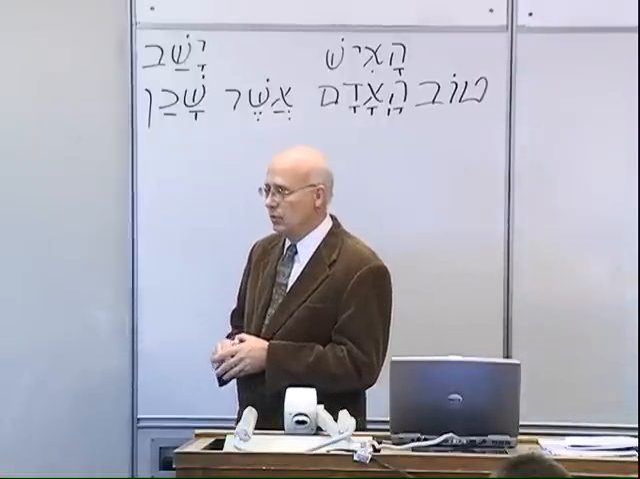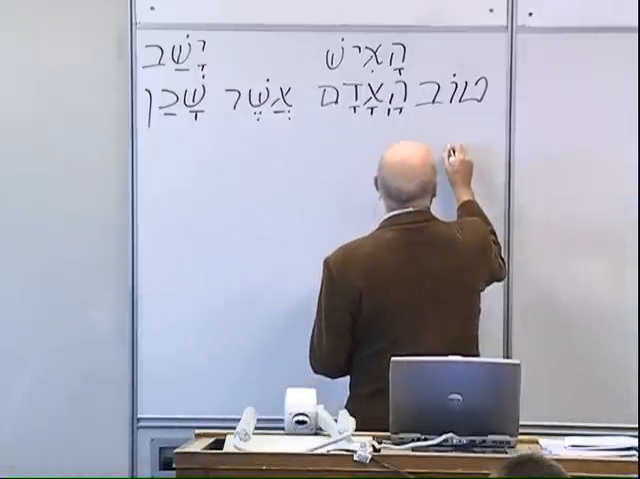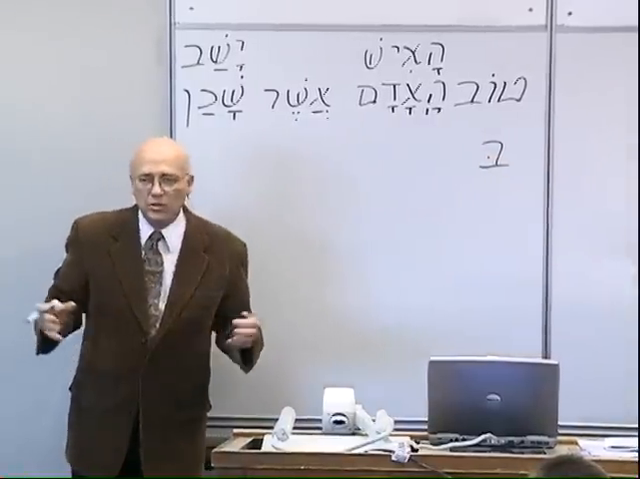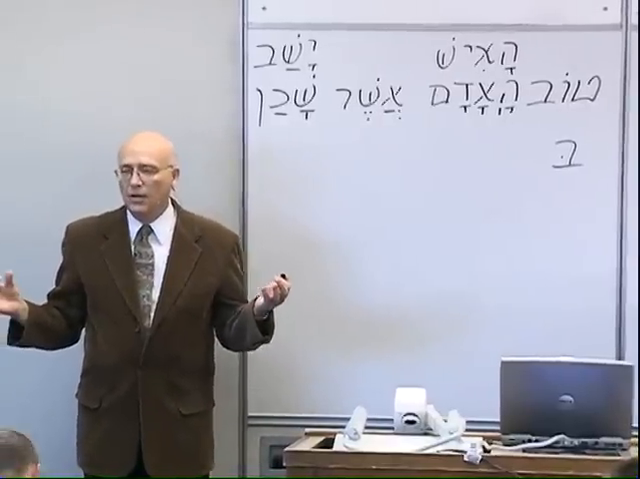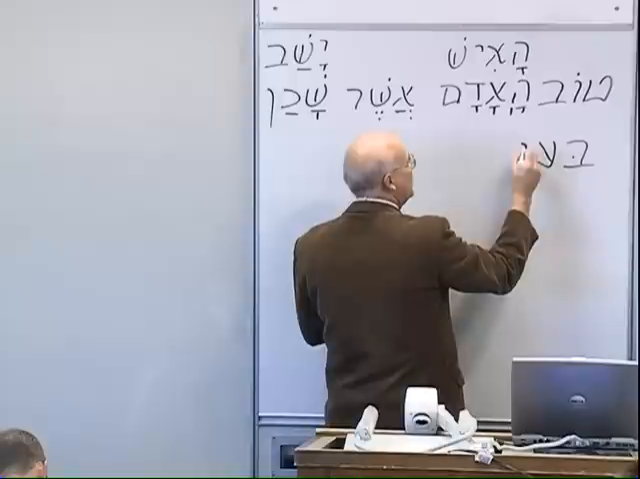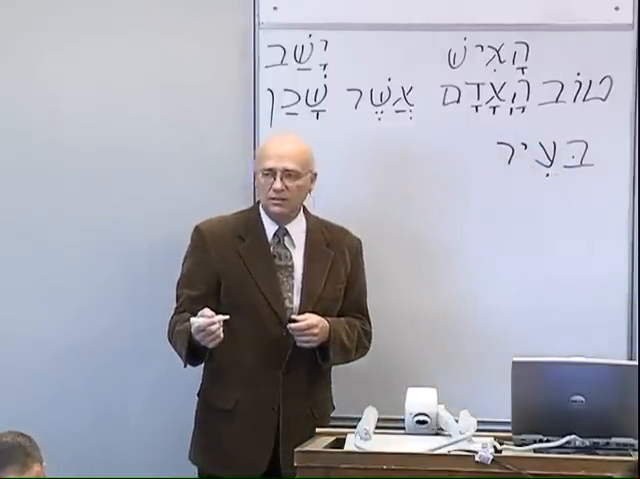No, that's "el." John? The bet preposition. All right, so we're going to have a bet preposition. And what's the word for city? Eric? "Ir." Remember, that's this way. All right. Now, it's in the city.